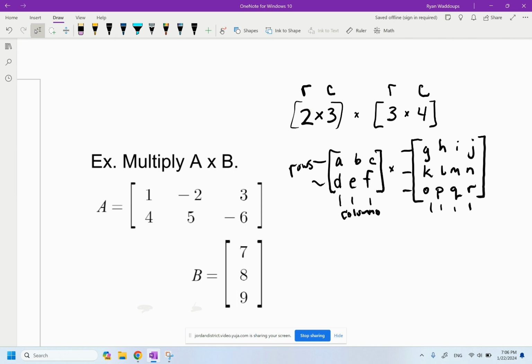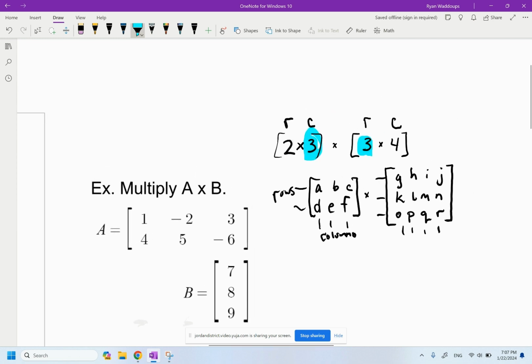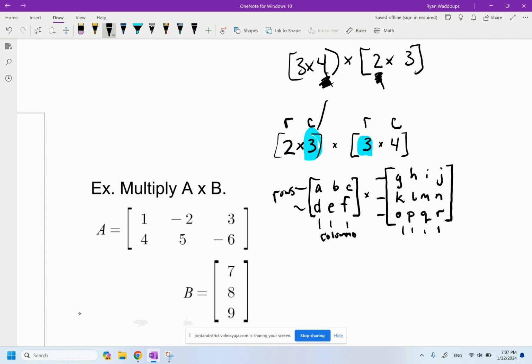These two matrices could be multiplied, but only because the number of columns in the first matrix matches the number of rows in the second. If I were to switch the order and try to multiply the 3 by 4 matrix by the 2 by 3 matrix, I could no longer do it because 4 does not equal 2. So the number of columns in the first has to be equal to the number of rows in the second.